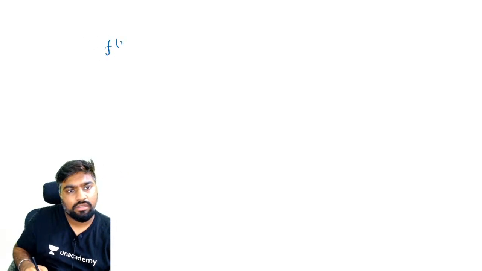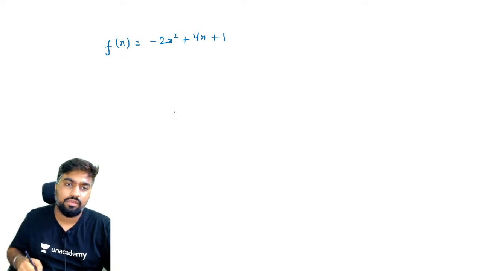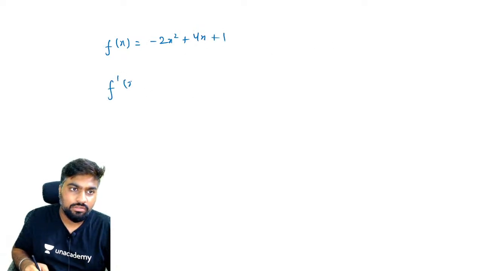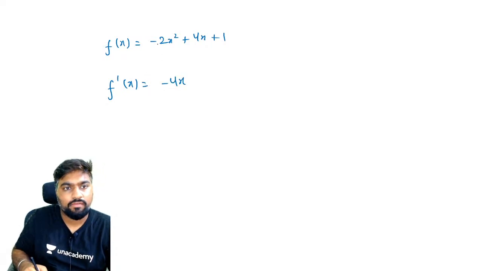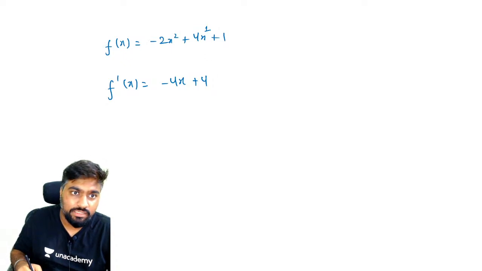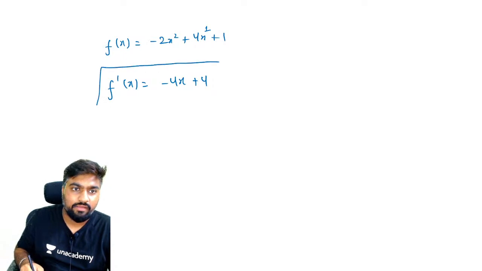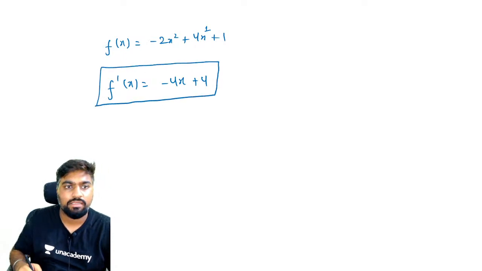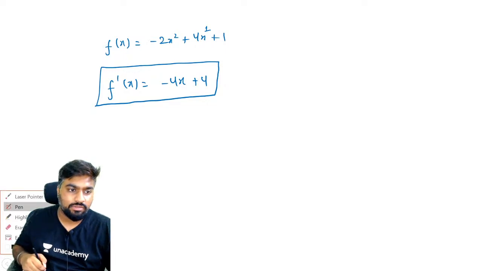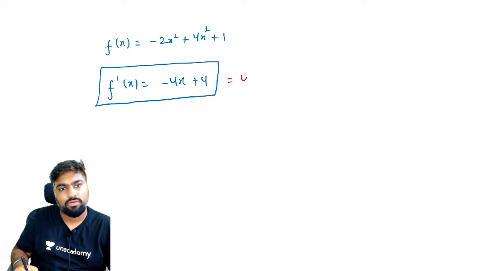Yes, f of x was what? Minus 2x square plus 4x plus 1. So we found the derivative of this: minus 4x, and for 4x, x power 1, this 1 gets multiplied here, 4 x to the power 1 minus 1, which is x power 0, which is nothing but 1, and the constant becomes 0. Got it? So f dash of x, or the first derivative, would be minus 4x plus 4. If I equate this to 0, 4x will be equal to 4, x will become equal to 1.